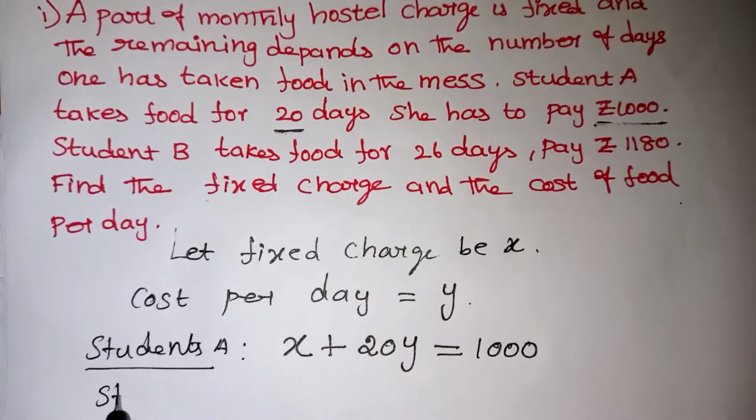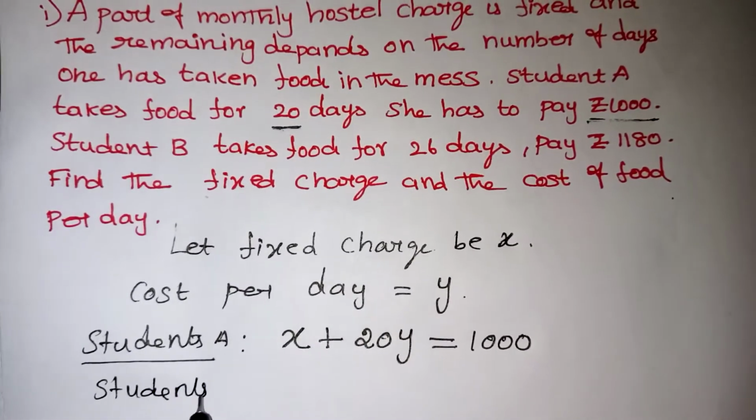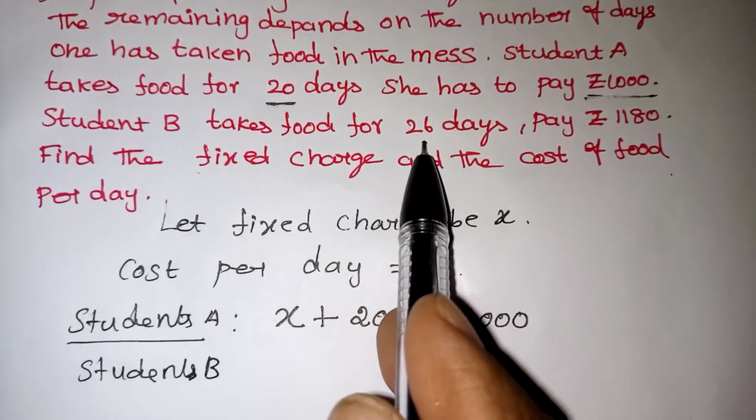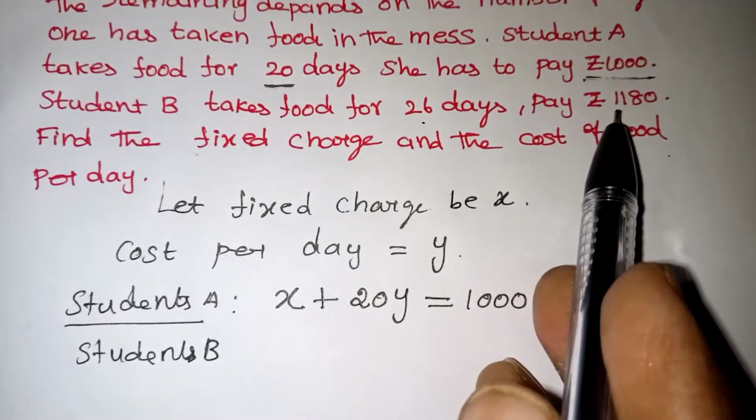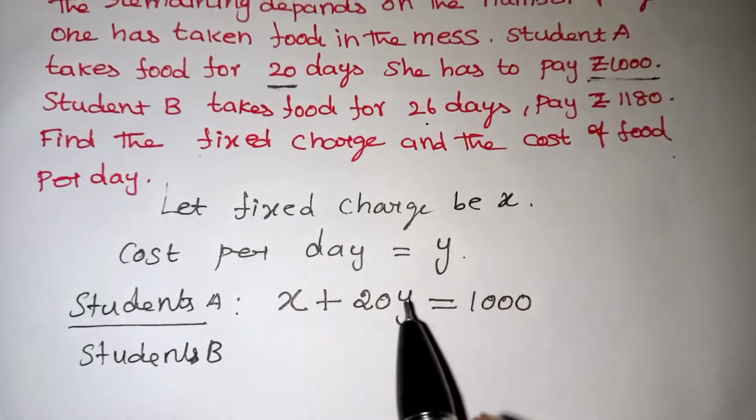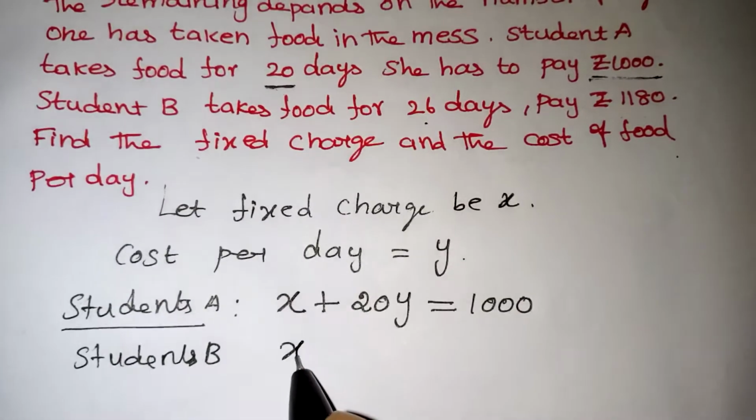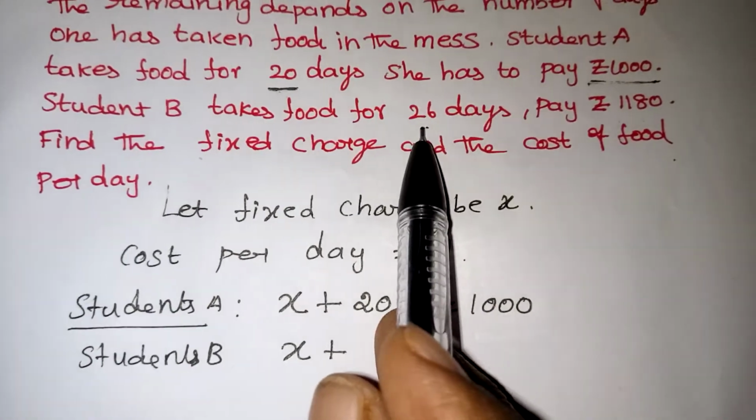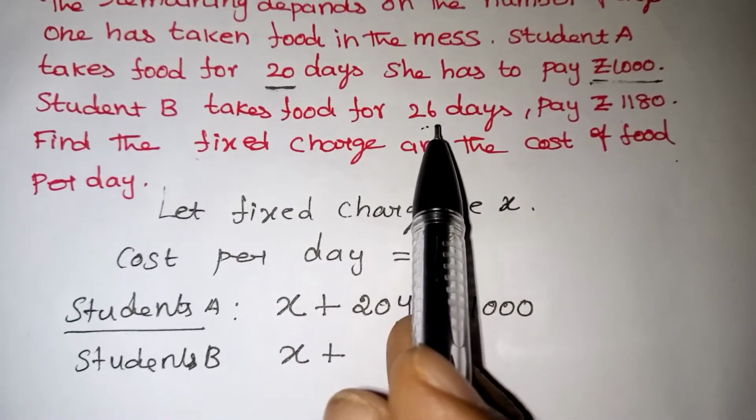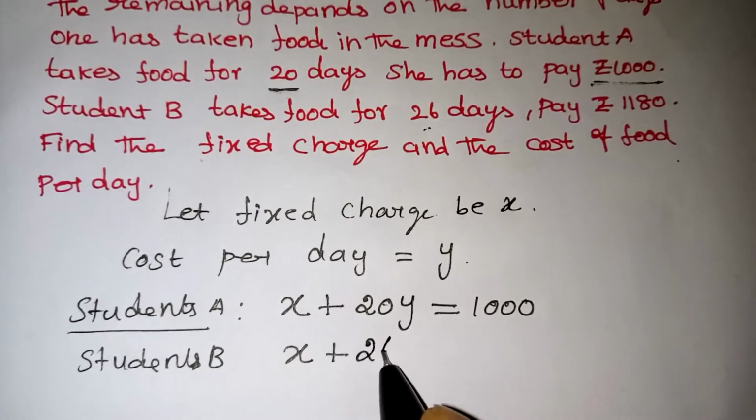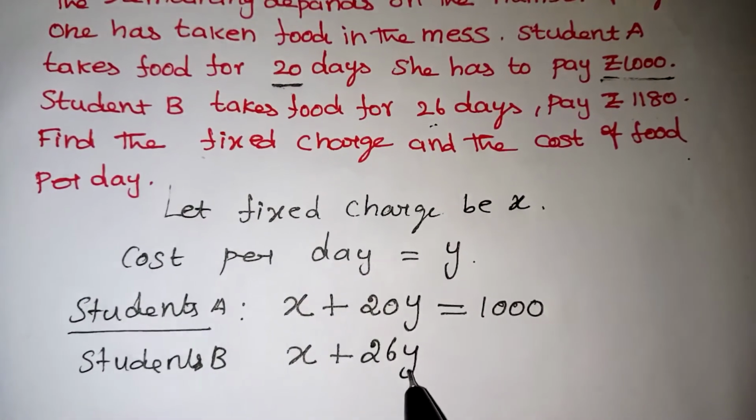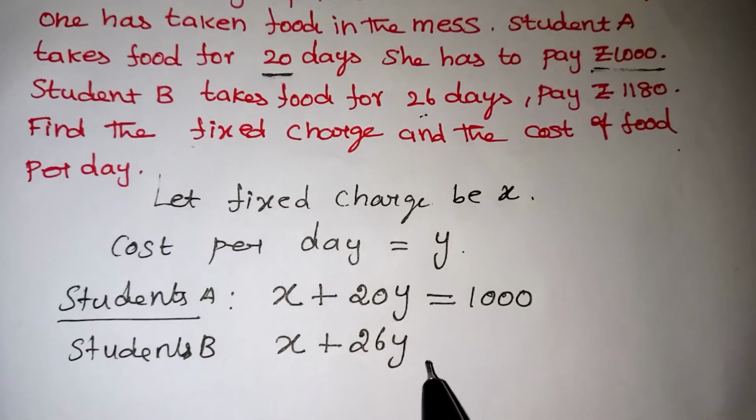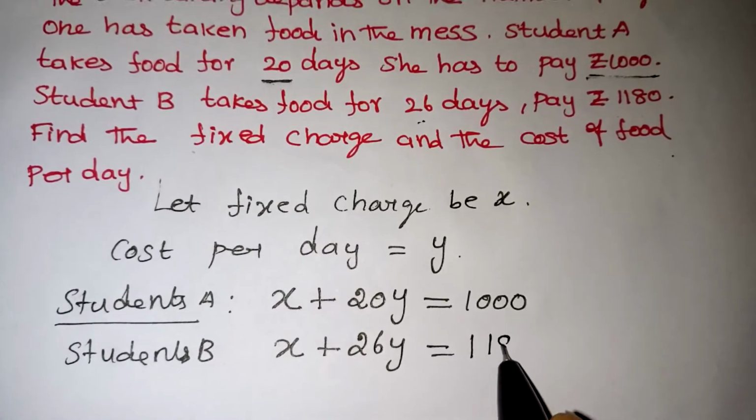And student B, that is also given in the question very clearly. Student B, she has taken food for 26 days and she has paid 1180 rupees. That means student B also paid the fixed charge for the hostel plus food amount she should have paid for 26 days, because 26 days she has taken the food in the mess. So 26y we have to multiply, because y is a cost for one day food. So 26 days she has taken. So 26y you should write, which is equal to 1180.